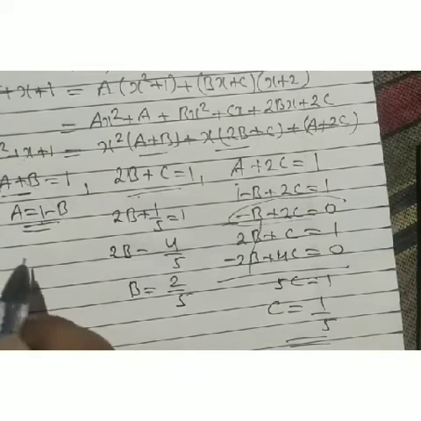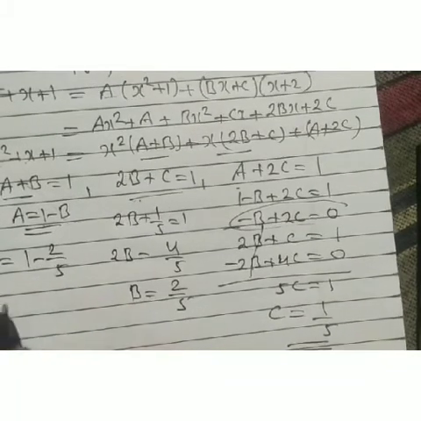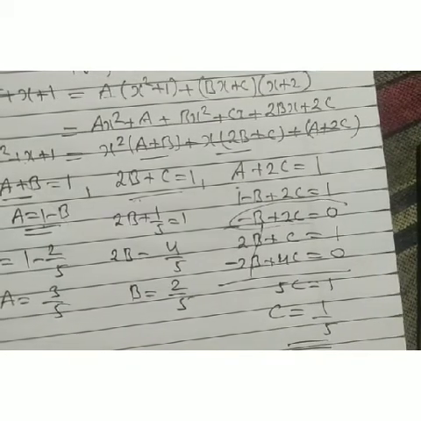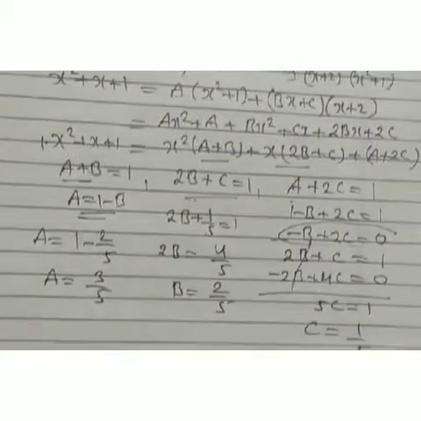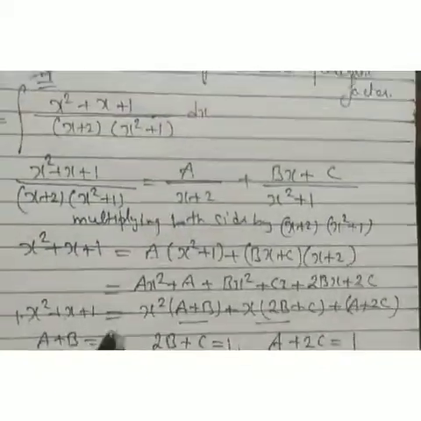Now we get the value of b, then we are able to get the value of a. a is equal to 1 minus b. b is 2 by 5, then the value of a is 5 minus 2, 3 by 5. Now we have the values of a, b, c by using the elimination method. Now we are going to put all 3 values here.